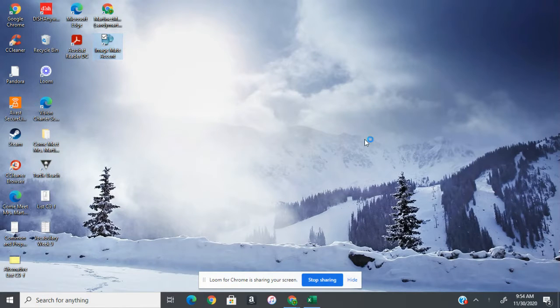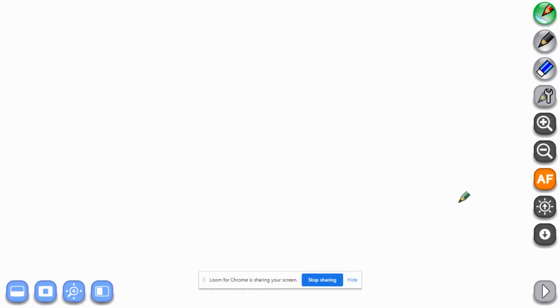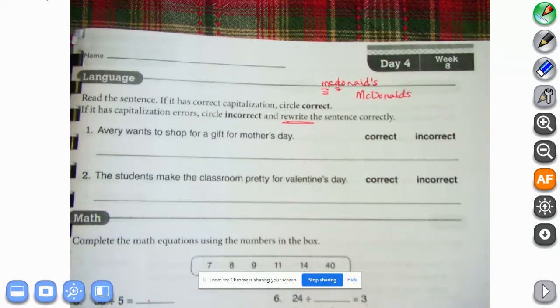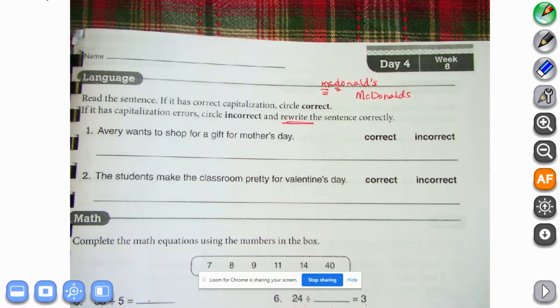Get the camera set up. Okay, so we're on page 49. Let's get it in focus here. Goodness, there we go. Okay, it says read the sentence. If it has correct capitalization, circle correct. If it has capitalization errors, circle incorrect and rewrite the sentence correctly.